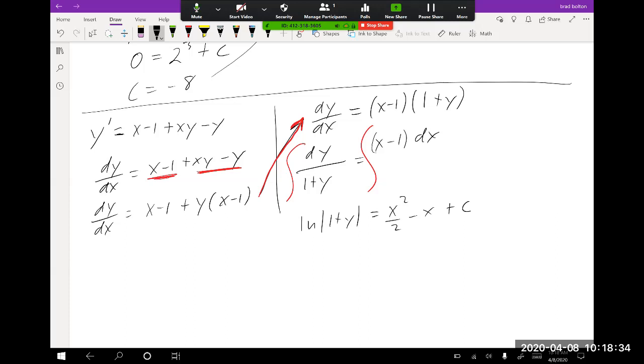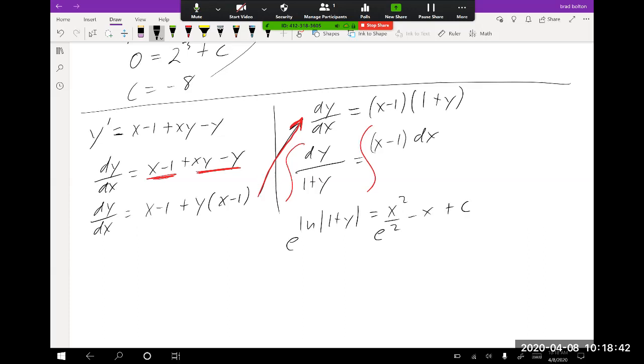Now, some people might stop here, but you can actually solve for y in this problem. We're going to use a property of exponents, logs and exponential functions. Let me do it in a different color. You can rewrite this like this, and that would allow us to solve for 1 plus y. In general, when you use the property of e to the natural log of something with absolute values, it becomes the positive. So we're going to have e to the x squared over 2 minus x plus c.